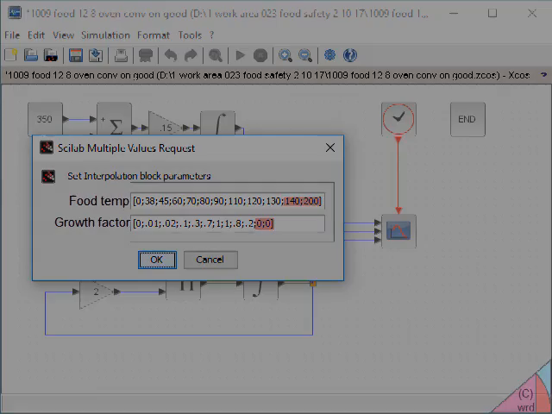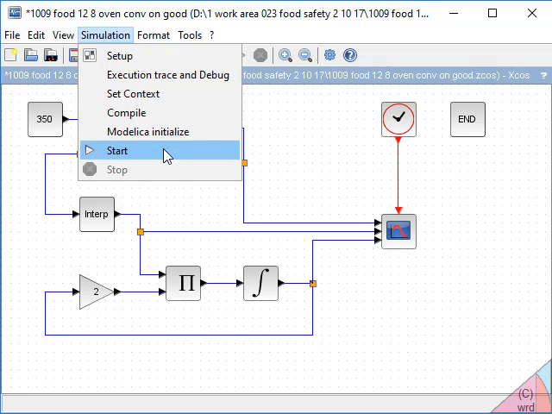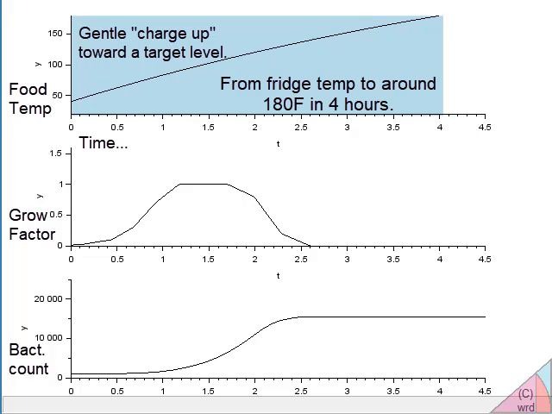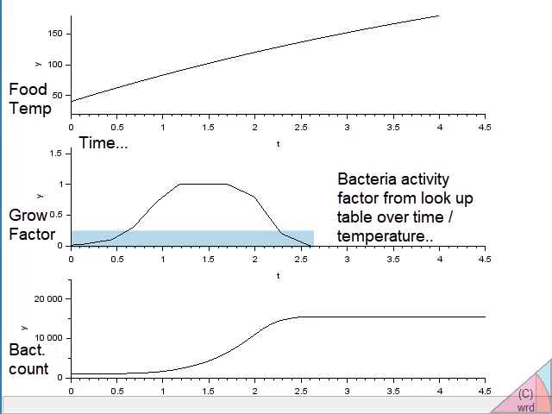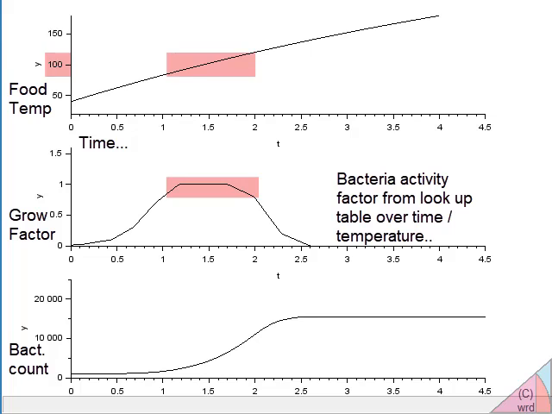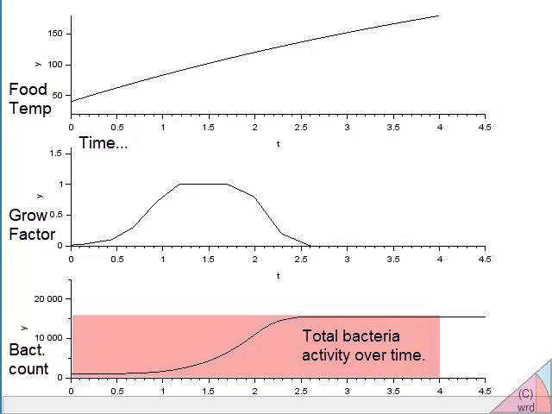Over a 4-hour roast, our food warms in a gentle curve, a bit faster during hour 1 than later. The middle graph shows when, over time, our bacteria colony was dividing at slow speed, half speed, and full speed. The full speed plateau reflects when the food was around 100 F. The bottom graph is total colony development over time.